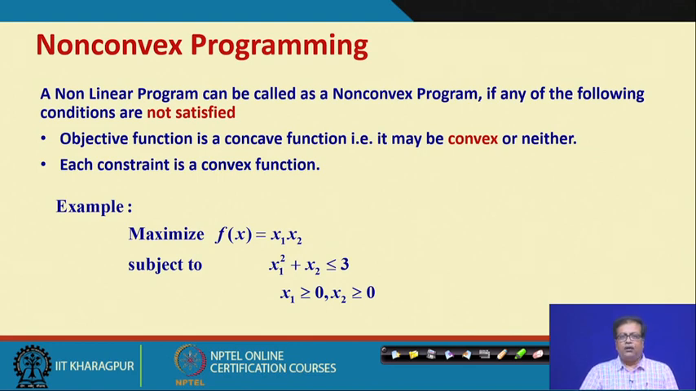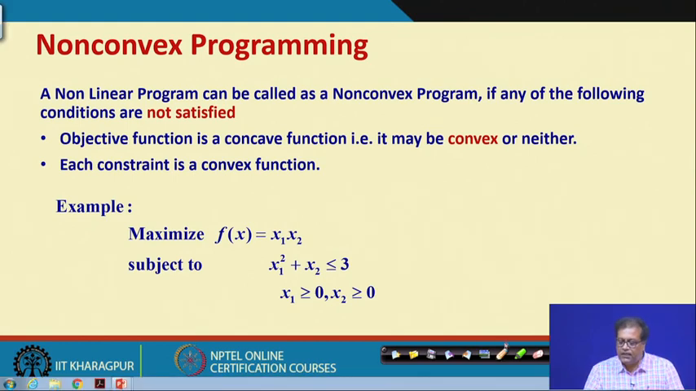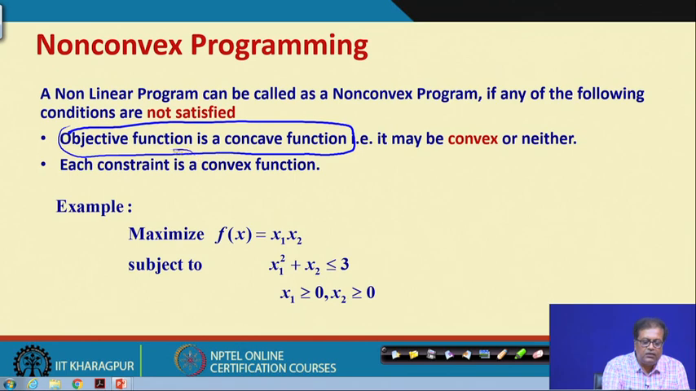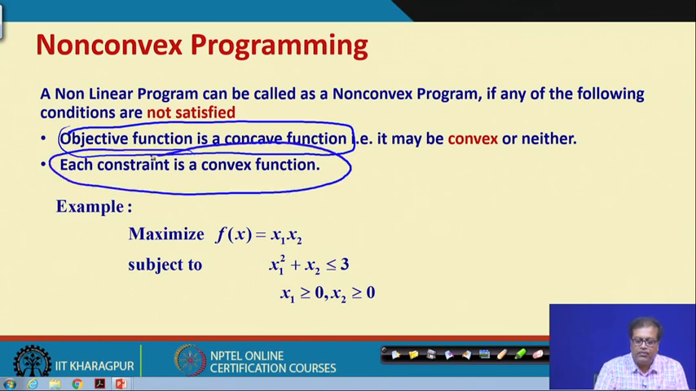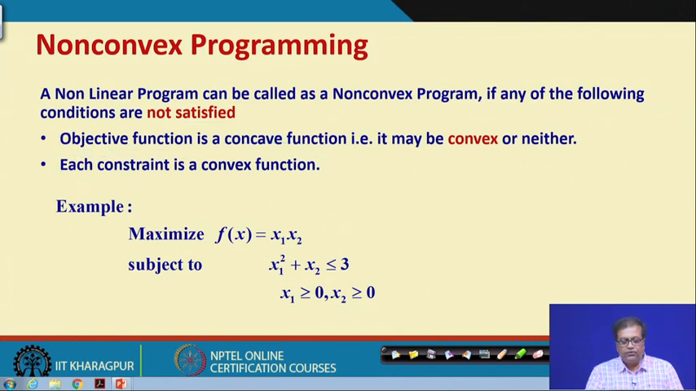Now, there is convex programming and non-convex programming. In non-convex programming, the two conditions that we have had, that is, the objective function is a concave function and each constraint is convex, may not hold. So, when any one of these conditions is not satisfied, we have what is known as non-convex programming. For example, suppose f x equal to x 1 x 2 and these are my constraints. So, let us see one such example if we plot it.